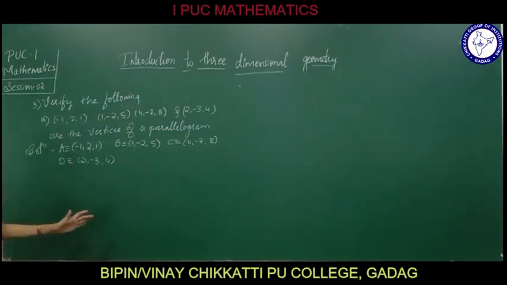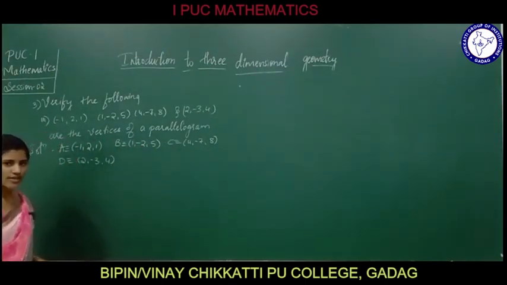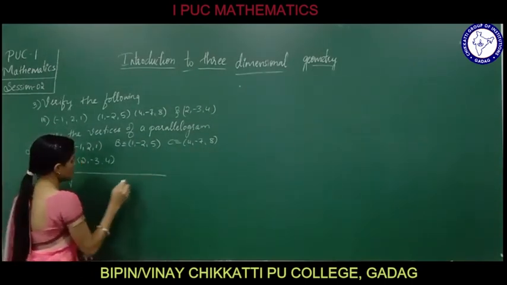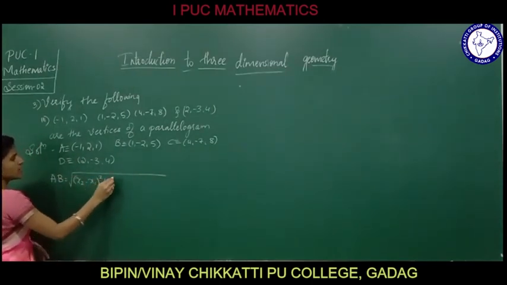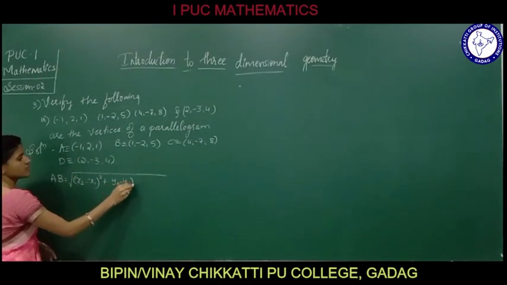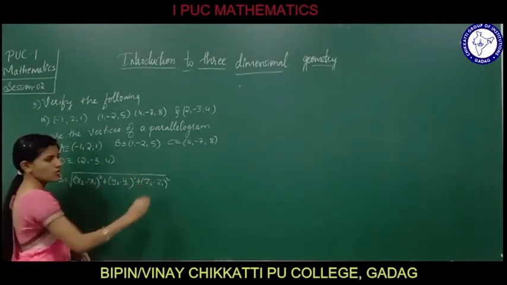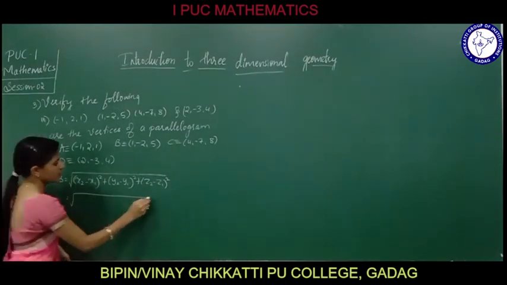Now what we shall do is, let us start finding the distances between these points. AB is equal to, apply the formula, that is root of (x2 minus x1) whole square plus (y2 minus y1) whole square plus (z2 minus z1) whole square. This is what we have. So how are we going to write? Start simplifying.